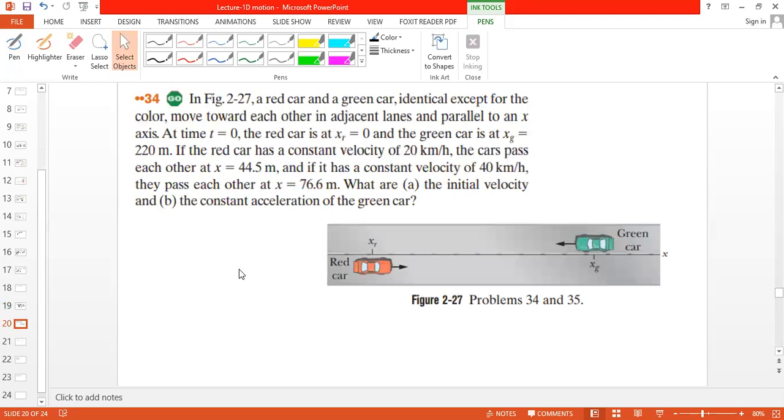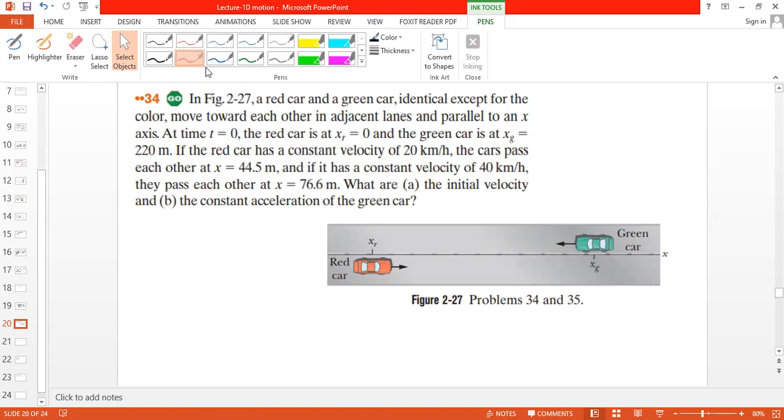Okay. So here is the next math. Math number 34. In figure 2.27, two cars, a red car and a green car, identical, that means the same kind of car, move toward each other in adjacent lines and parallel to the x-axis. So they are moving along the x-axis, but in opposite directions. At time t equal to 0, the red car is at x equal to 0, and the green car is at 220 meter. So the distance between these two cars is 220 meter.